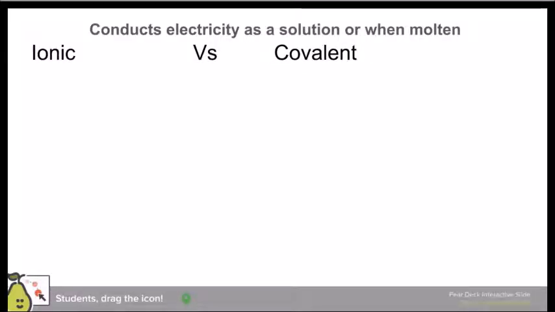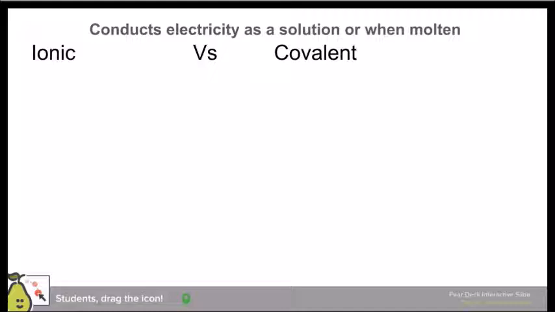So this is where you get to vote. I want you to drag your icon either under the ionic or under the covalent. Which one of those conducts electricity as a solution or when it's molten? And molten is a fancy word for saying when it's heated up and it becomes a liquid, not in water, but when you get something so hot that it actually melts. So you go ahead and vote.